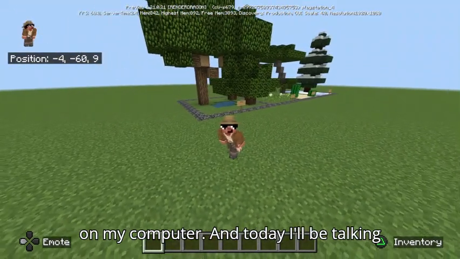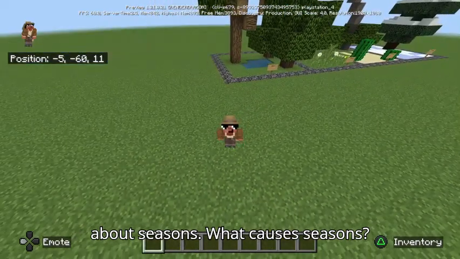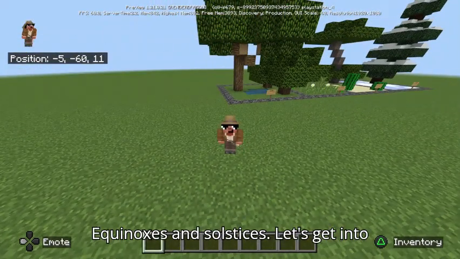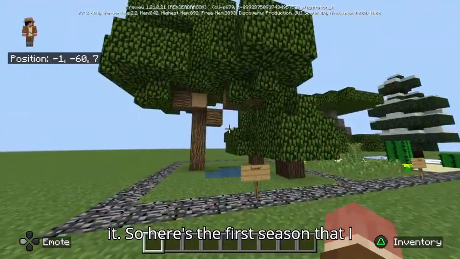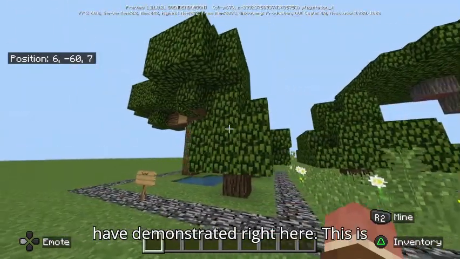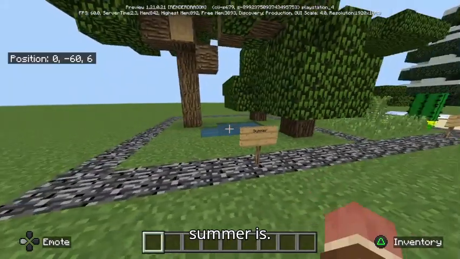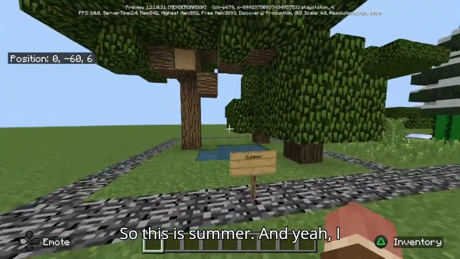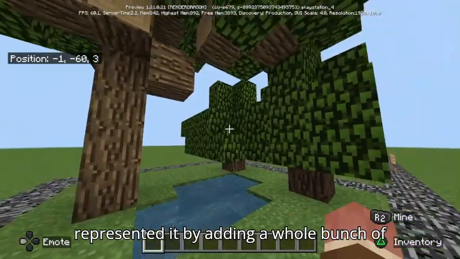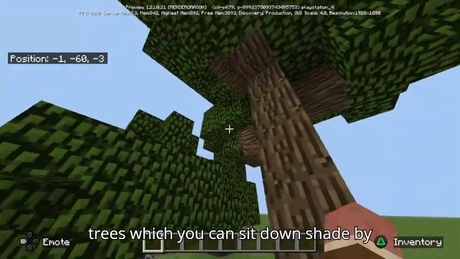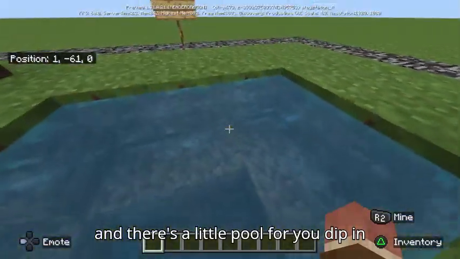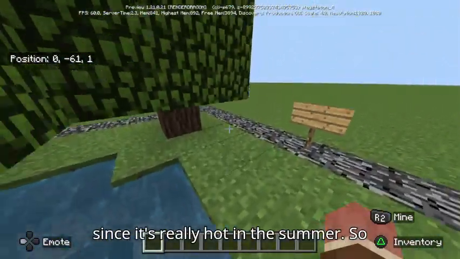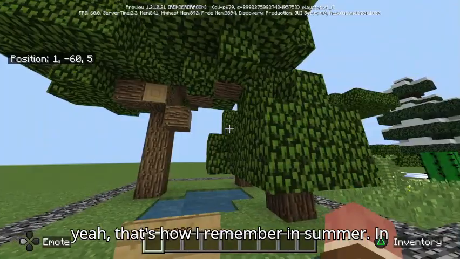Today, I'll be talking about seasons, what causes seasons, equinoxes, and solstices. Let's get into it. So, here's the first season that I have demonstrated right here. This is summer. I represented it by adding a whole bunch of trees, which you can sit down in the shade of, and there's a little pool for you to dip in since it's really hot in the summer. So that's how I represent summer.